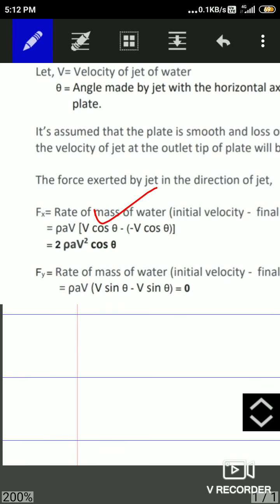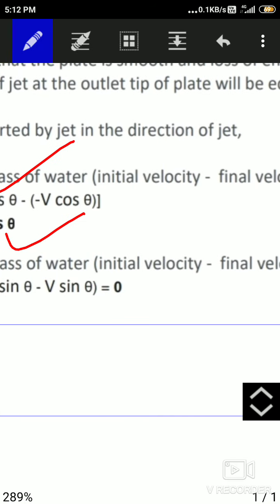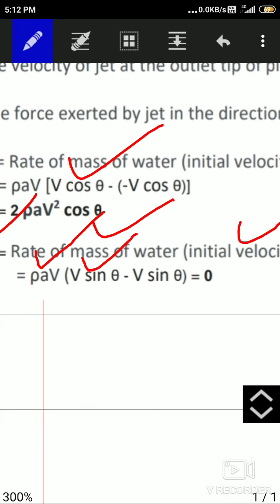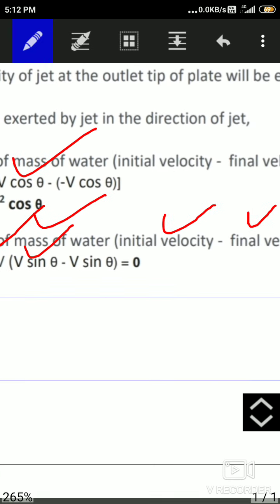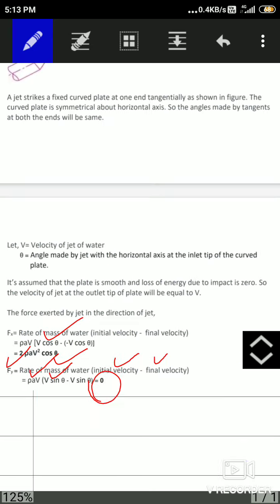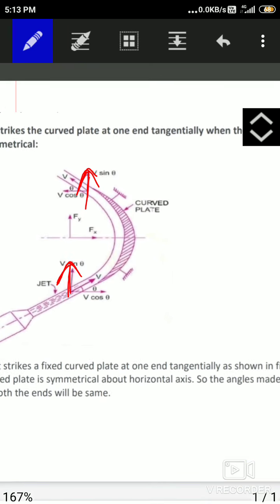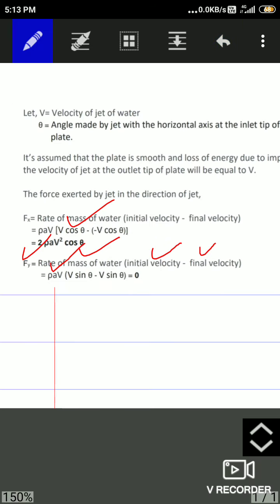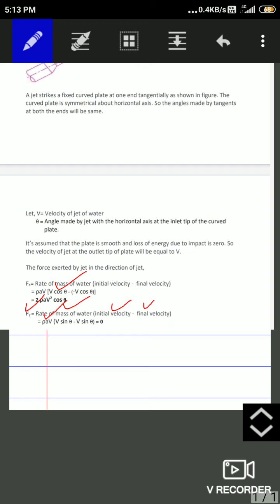So same thing, Fy is equal to the rate of mass into initial velocity minus final velocity. The rate of mass is equal to rho AV, and the initial velocity is v sin theta, and the final velocity also v sin theta. That's why v sin theta minus v sin theta is equal to 0. So the expression is 0. And we can also see that in this direction there is no force, or the force is 0. Okay, that is about the force exerted by a jet on a fixed plate, where the jet strikes the plate at one end of the tips. That's all. Thank you.